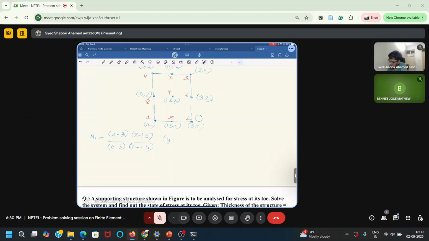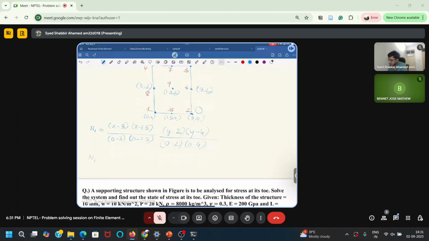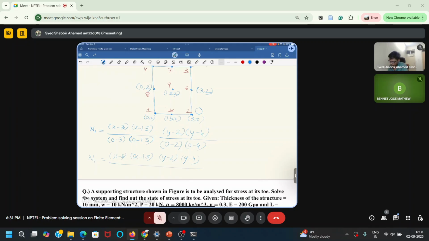So now you want the shape function for this. You take these nodes and write the numerator, so this and this, 4 and 8. You will take y minus 0, y minus 2 into y minus 4. So the y coordinates are 2 and 4 for nodes 4 and 8, divided by, here it is 0, right? So the y coordinate is 0: 0 minus 2, 0 minus 4. So this is my first shape function. N1 will be equal to x minus 3 into x minus 1.5, y minus 2, y minus 4, divided by, 4 times 8 is 8, 8 times 3 is 24, 24 into 1.5, you will get 36.